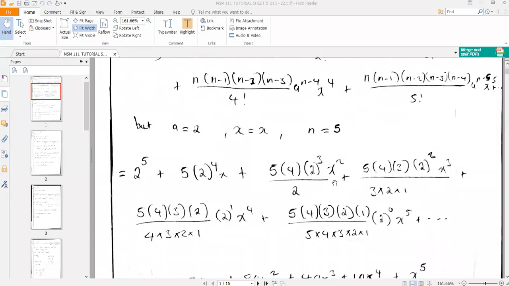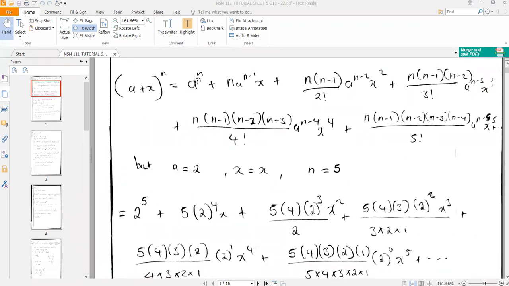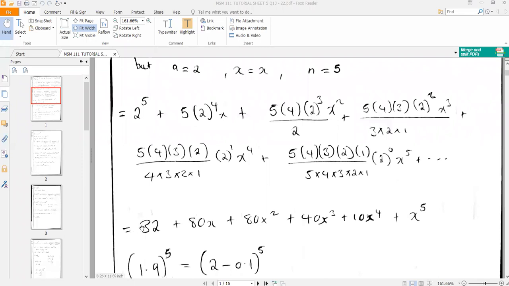When you substitute, you do a little bit of manipulation, playing around with this. When you do the substitution, a to the power n, we know that a is 2 and n is 5. When you do 2 to the power 5 and those simple calculations, you find that you have 32 plus 80x plus 80x squared plus 40x to the power 3 plus 10x to the power 4 plus x to the power 5. Now when you play around with the terms which need to be cancelled, you find something like this as your final solution.